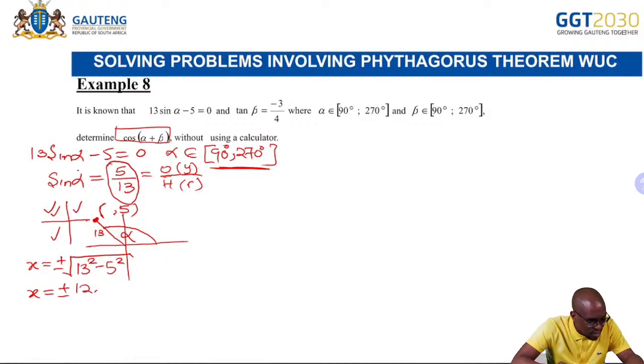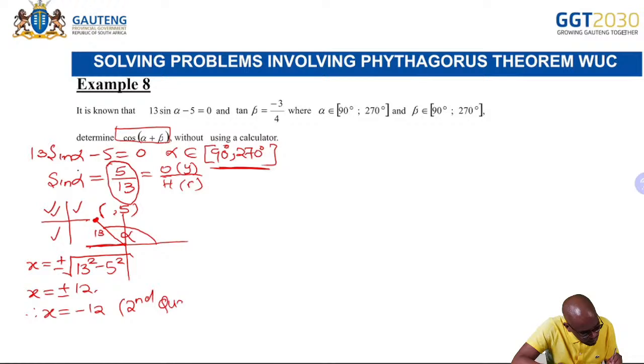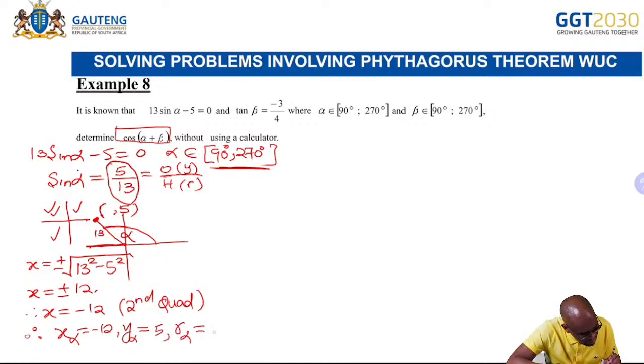And then you check that x in the second quadrant is negative. So you're going to say, therefore x is negative 12, because this is existing in the second quadrant. That's where the terminal arm is. So now we can conclude that x of alpha is negative 12, y of alpha is given by 5, and r of alpha is given by 13. We've analyzed the first part.